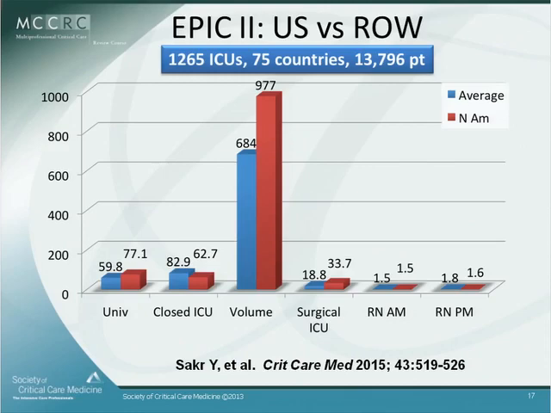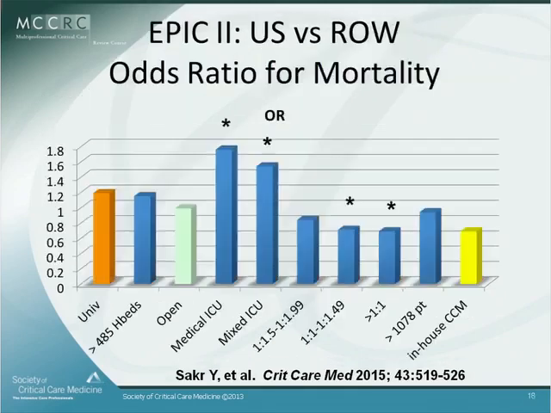Now, how do we do versus the rest of the world? That's what ROW stands for here. Snapshot of care. 1265 ICUs, 75 countries, 14,000 patients. And when you look at North America in red versus the rest of the world in blue, we are more likely to have our ICUs in a university setting with a higher volume of patients that come through there, more ICUs that are dedicated to be surgical in nature, but not so much difference in the nurse-to-patient staffing ratios during the day or the night.